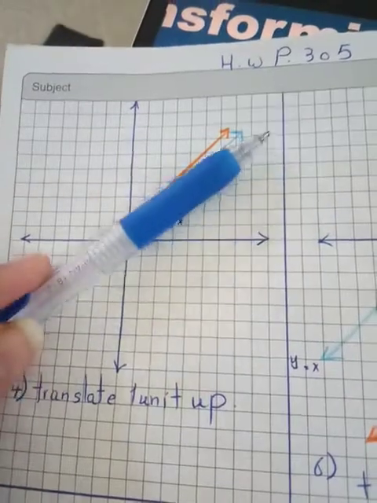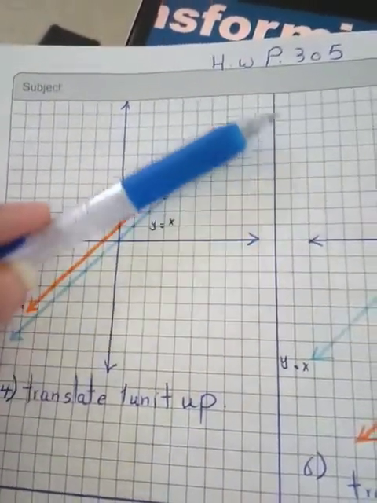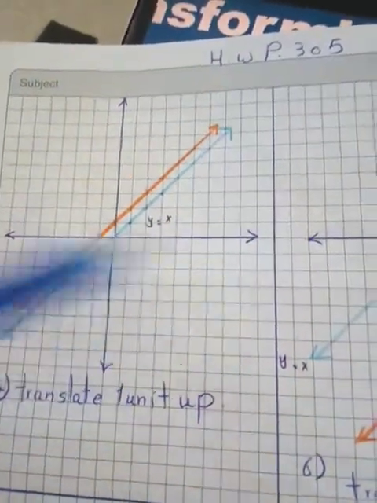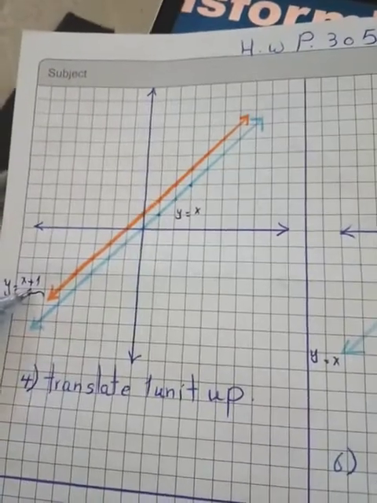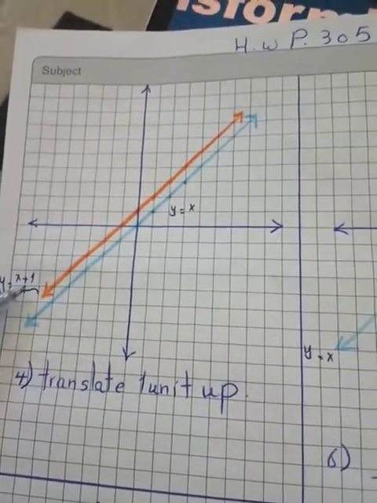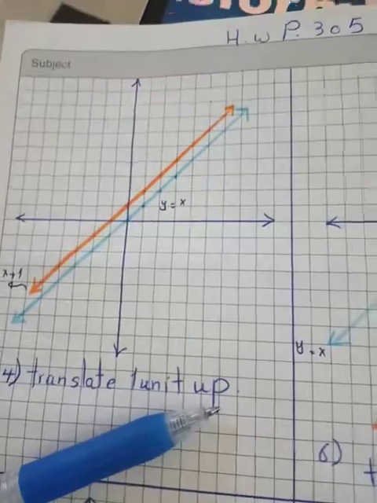So it's a translate vertically, or shifted up or down, depending on the sign. The sign here is plus, so it will go up. Up how many units? 1 unit up.